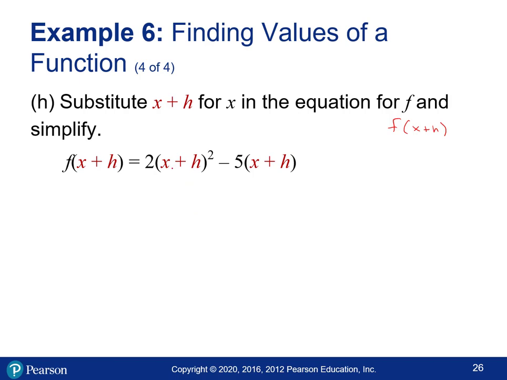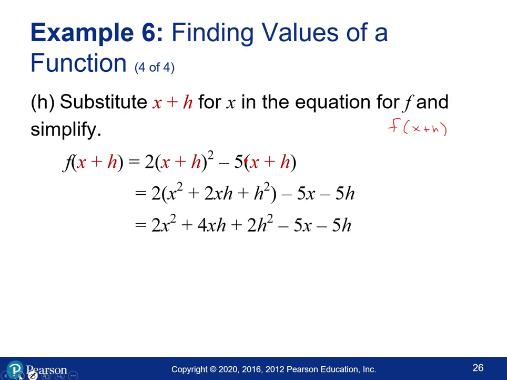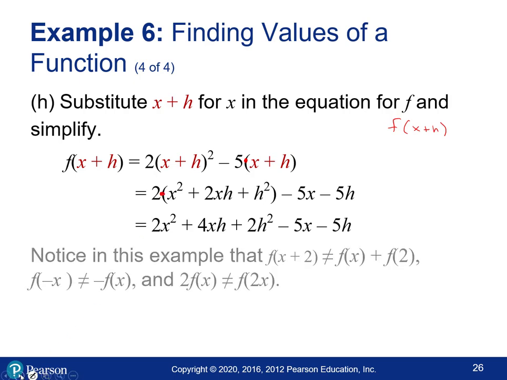So pretty much the same thing. You're going to FOIL this part out and then distribute in the back. The difference is just that you have an h instead of a 2 from the last one. Okay, so then after FOILing, you have x squared plus 2xh plus h squared. And then distributing the negative 5, we get negative 5x minus 5h. And then distribute this 2 from the front to all of those 3 terms. And then, in this one, no terms actually combine, so that would be the answer.